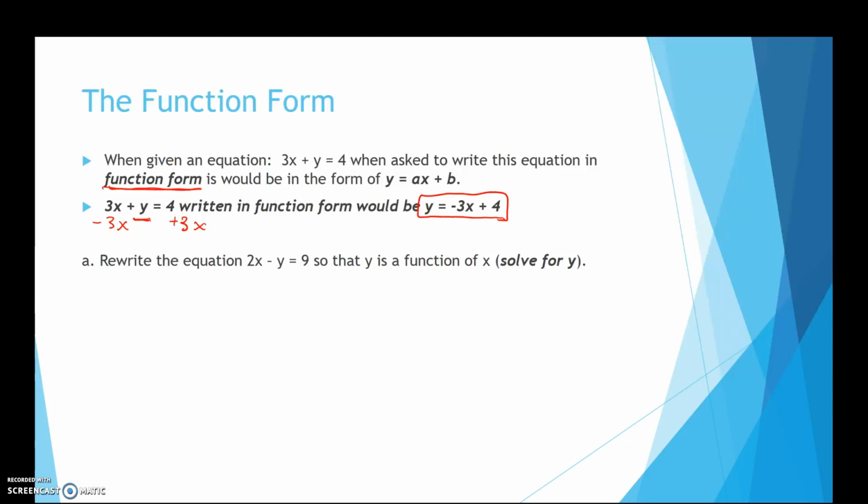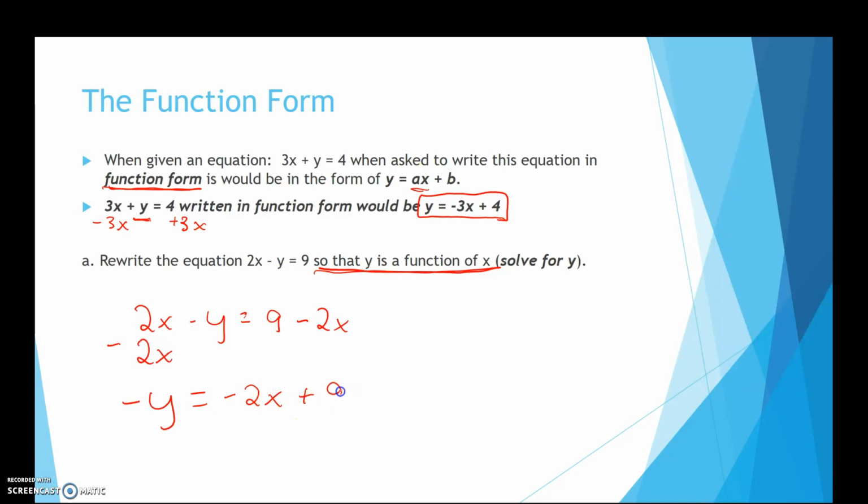So let's do an example here. It says rewrite this equation. We have 2x minus y equals 9. So that y is a function of x. You're going to see that kind of question in your bookwork too when you work on that today. It says solve for, what that means is you're solving for y. So if I rewrite this as 2x minus y equals 9, I'm going to subtract 2x from both sides. So I have negative y equals, I'll write it in the ax form, so it's negative 2x plus 9.